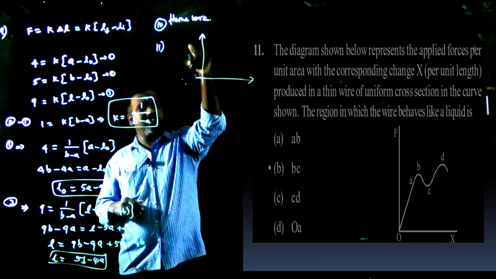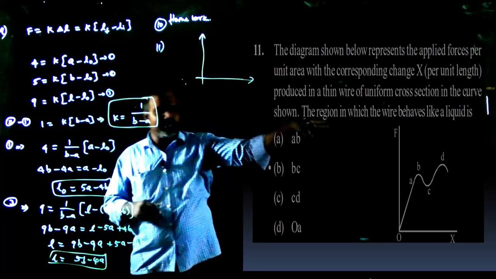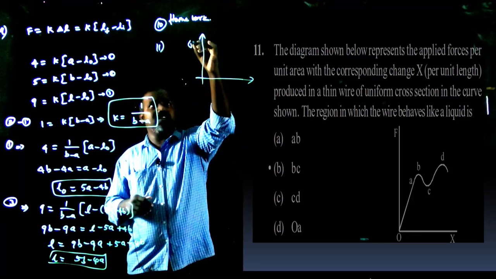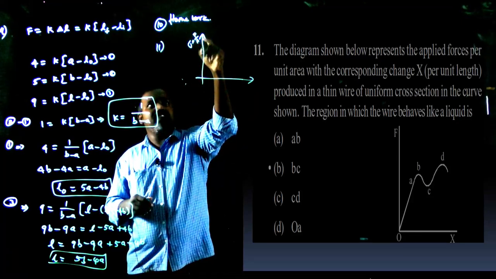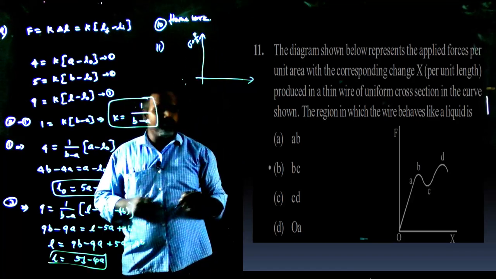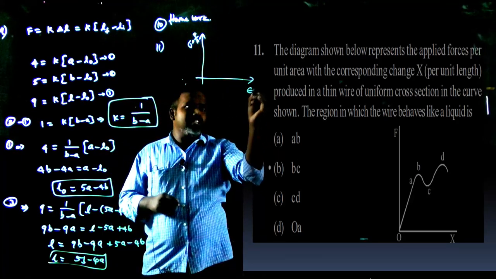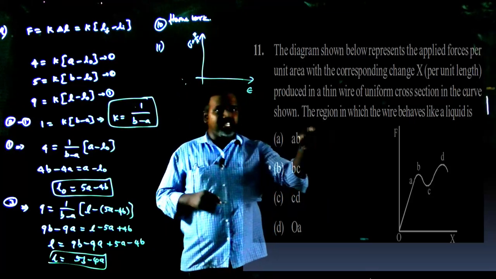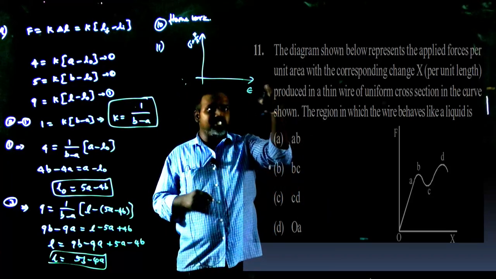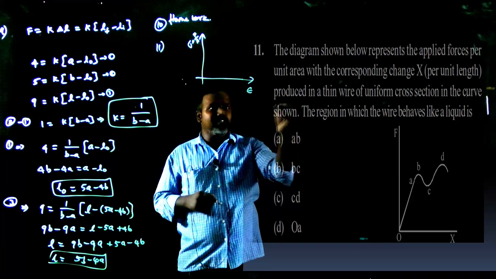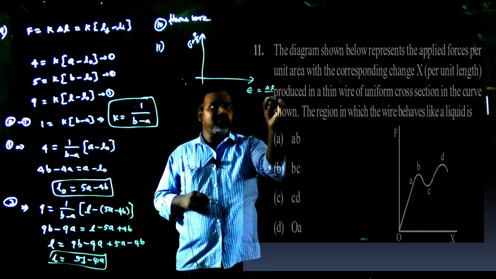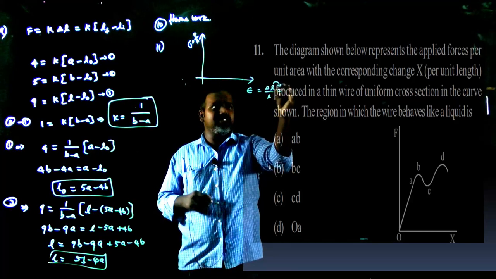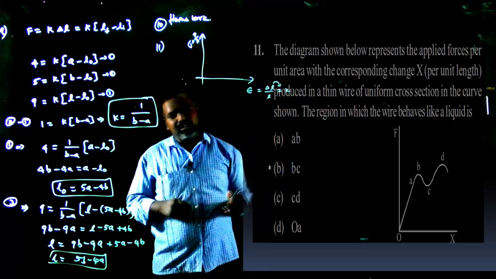They said force per unit area, even though they marked it as F there. So it is nothing but sigma. Since sigma is force per unit area, if A is taken as unit, then sigma is equal to F only. Similarly, instead of epsilon, they are giving X per unit length, the change in length, delta L per unit length, that is delta L by L. If L is taken as unit length, then epsilon equals delta L. Here that is given as X. So that is what they have given.